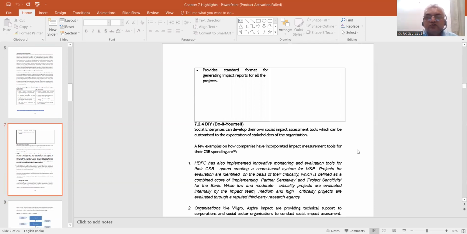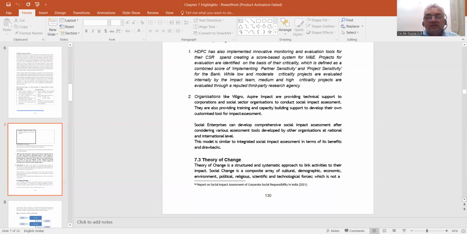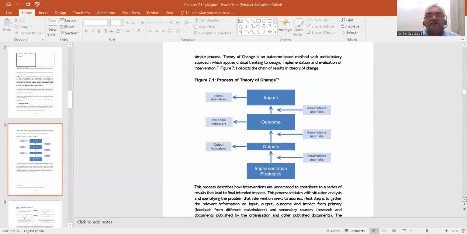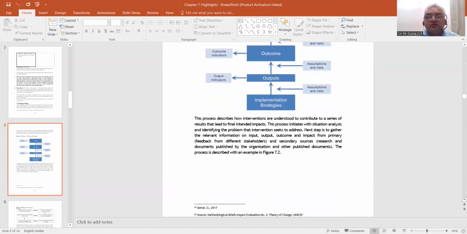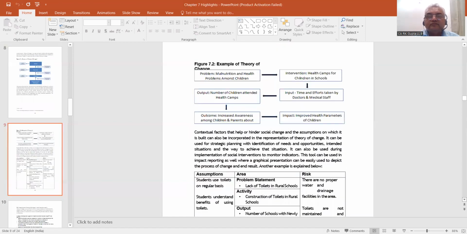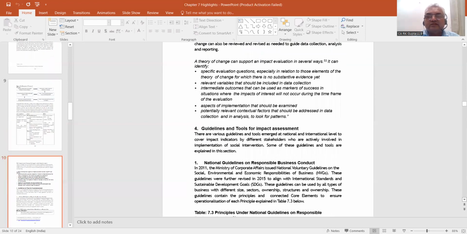Then there was do-it-yourself approach. So there are certain tools which are developed by some organizations. We saw those tools also, which can help you in impact assessment. Then we understood this theory of change also, and the various parameters associated with it. Examples of theory of change, this also we have seen. And then we understood by way of an example also.